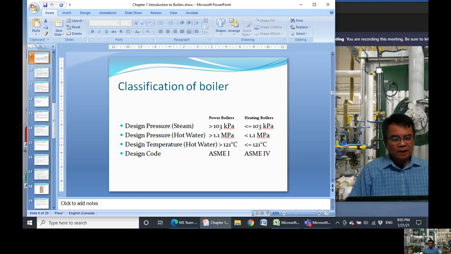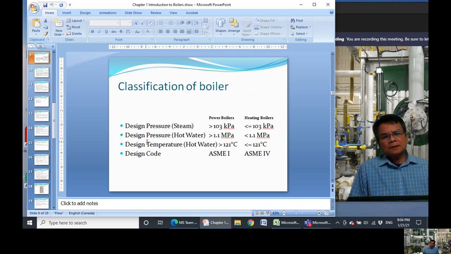If the water is higher than 121 degrees C, that is a power boiler. Anything under does not satisfy the condition. So for the hot water boiler, only one of the conditions has to be satisfied for it to be classified as a power boiler. Of course, if you satisfy both conditions, it is a hot water boiler.